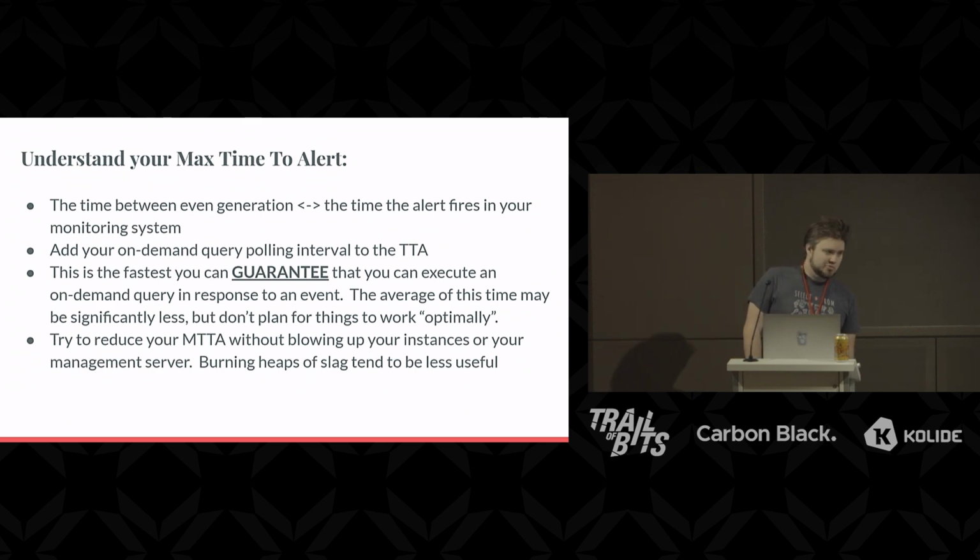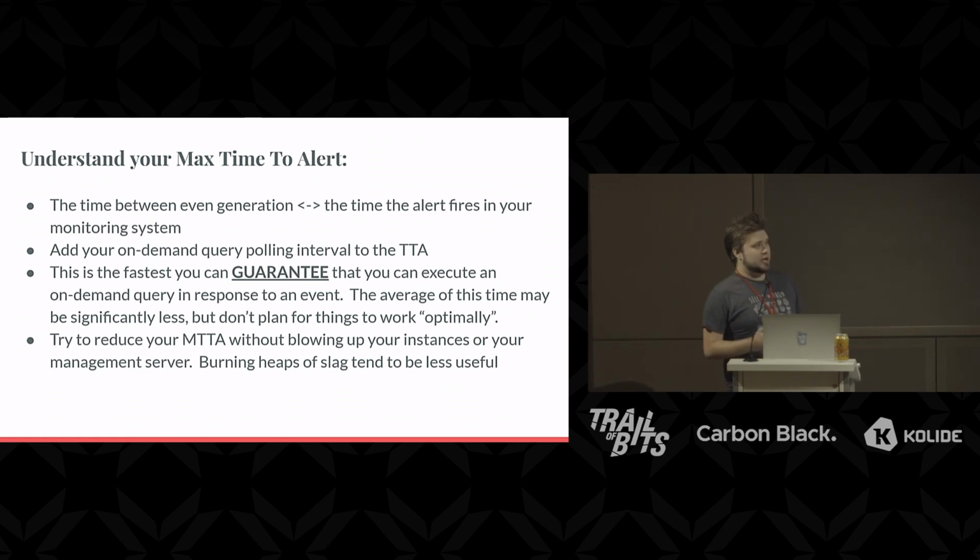This is the last thing that you really should understand about doing all of this, and especially in on-demand queries, is your max time to an alert. There is a significant window based on polling, scheduling, all that sort of stuff, before you may get an event based on something that happened on your instance or on your node. The time between the event happens, when the query goes, is your first interval. Then you have to know what the interval is between your on-demand polling.